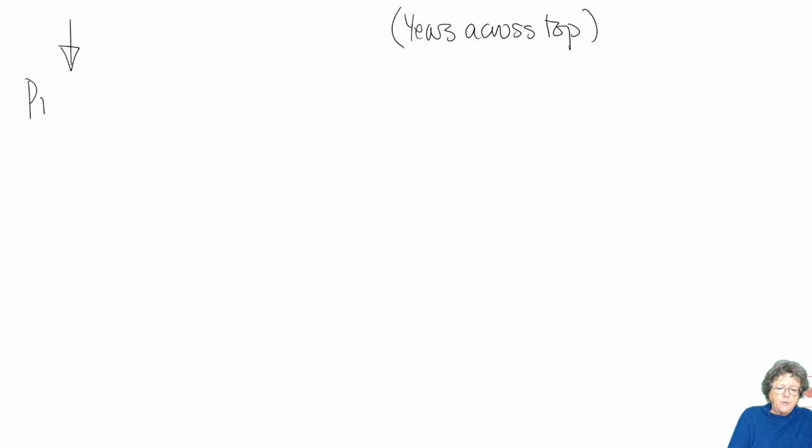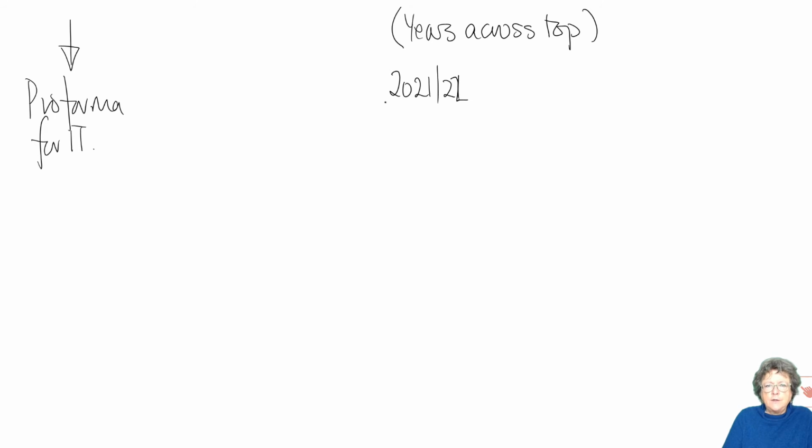Now we always put the years across the top. So these are just my notes so that you can see what we do. And then down this side we put the pro forma for income tax and see how it works. Okay, so the years are 2021/22, because that's the year that the December 21 accounts are in, 2022/23, 2023/24. So those are our years across the top.